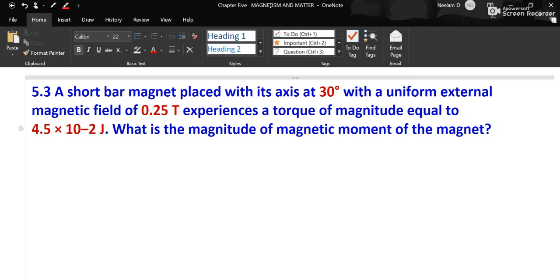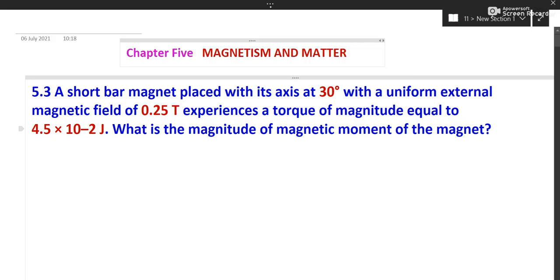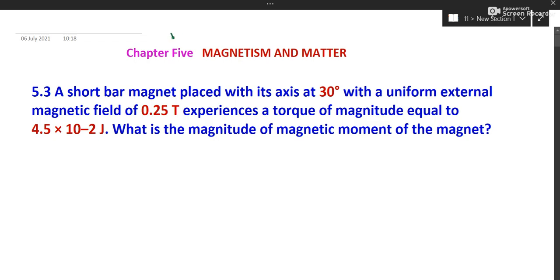Hello children. So these are the numericals of chapter 5, that is magnetism and matter. Here you will find a few NCERT numericals and a few extra. So let us go through it.